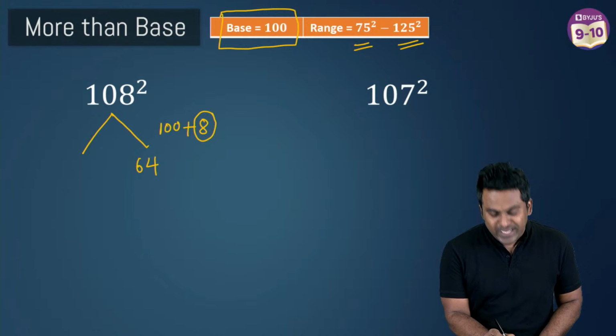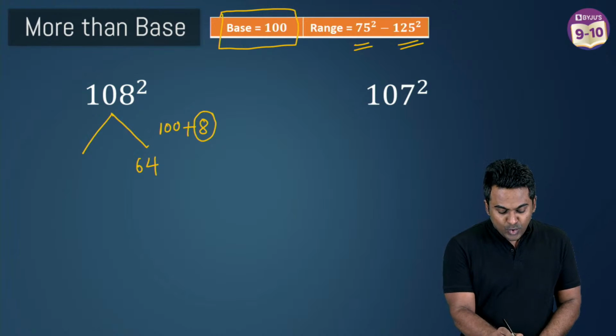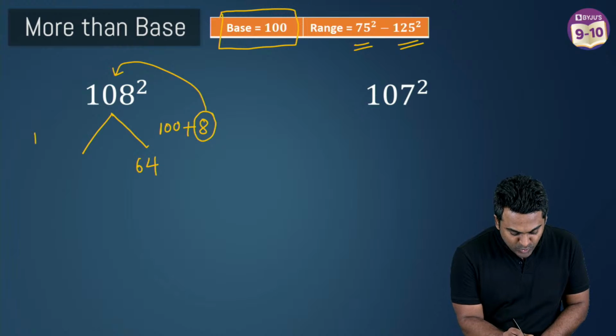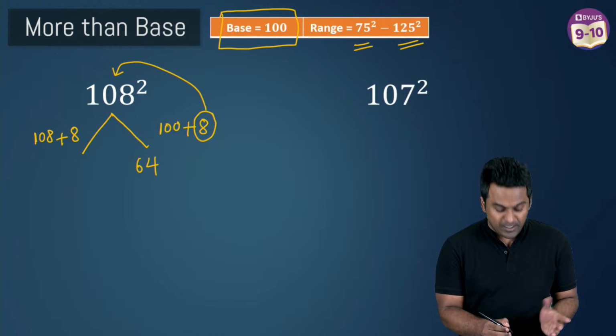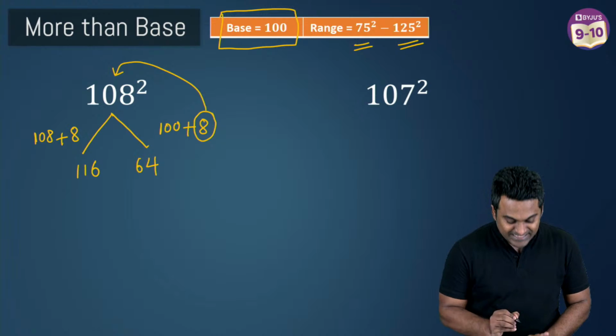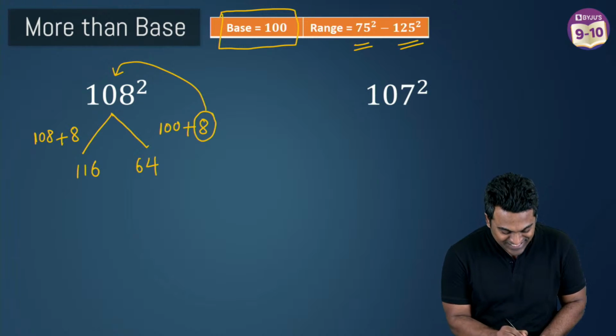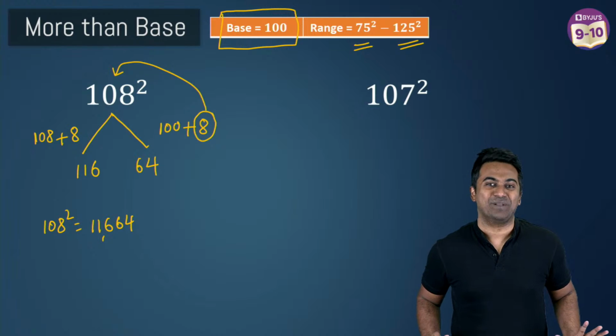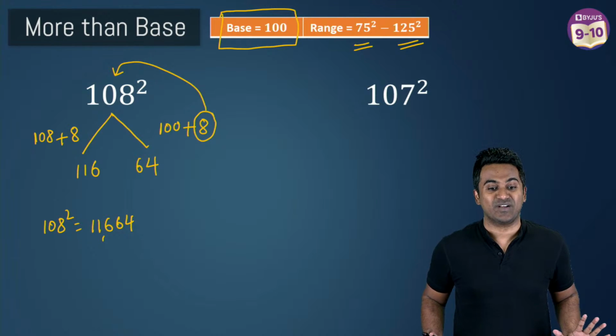Okay. And what have you done here? You've added 8 to the base of this number, right? Add the same 8 to this number. So the left hand side is going to be 108 plus 8. How much is 108 plus 8? Well, this is 116. There you go. You have your answer. So 108 square is going to be 11664. If I put the comma at the right place, this is going to be 11,664.